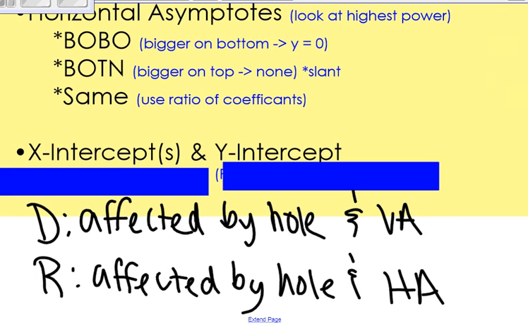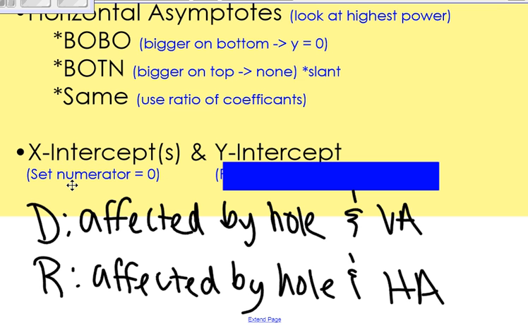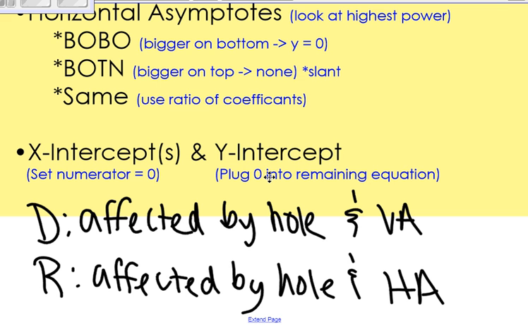Then we've got our x and our y-intercept. The x-intercept, we set the numerator equal to 0 after we factored, and the y-intercept, we actually plug 0 into the remaining equation and solve there. The other important thing you're going to have to do is domain and range. Domain's going to be affected by the x value on our hole, and the range will be affected by the y value from the hole. And then the domain will also be affected by the vertical asymptote. The range will be affected by the horizontal asymptote.